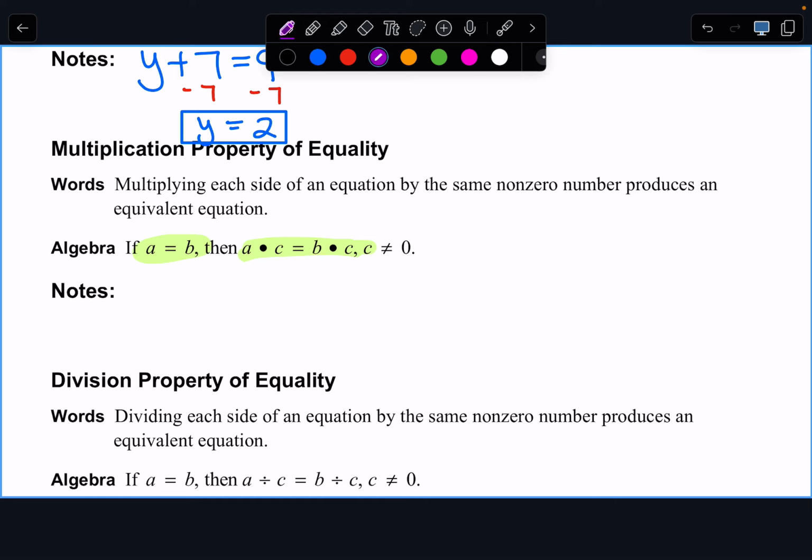So maybe we have something like, I don't know, x divided by 5 equals 2. In order to undo the divide by 5, what would we have to do to both sides? We would have to multiply by 5 so that these would cancel out and we have x equals 10.